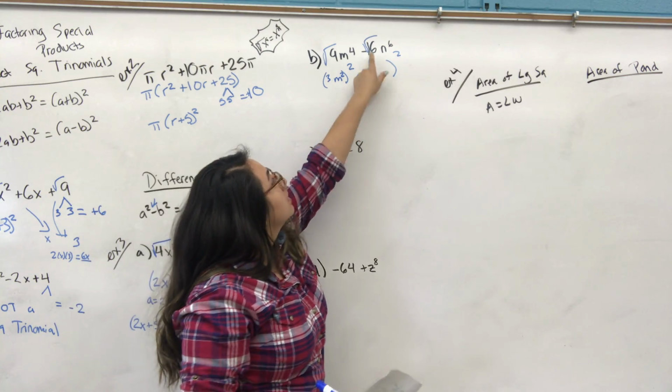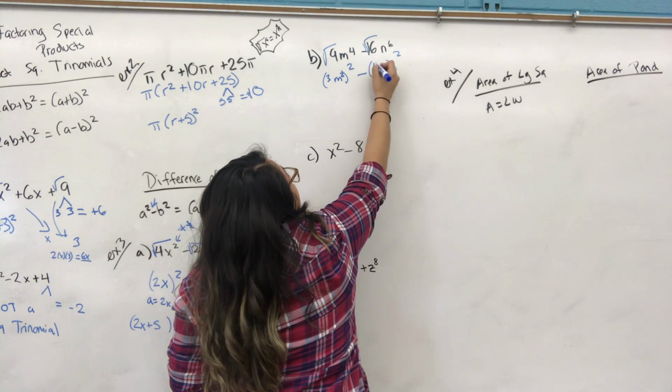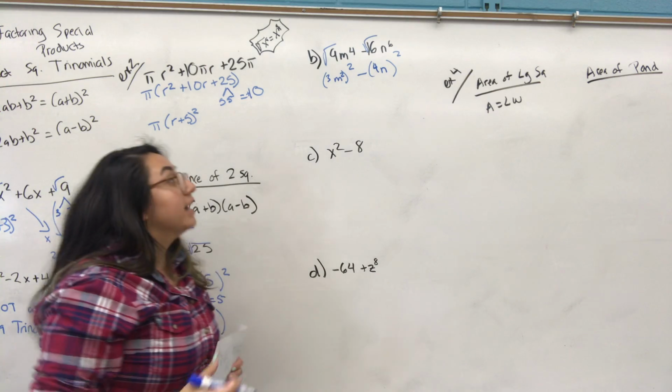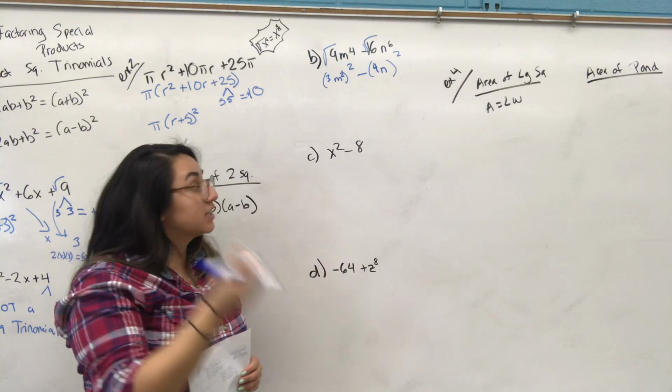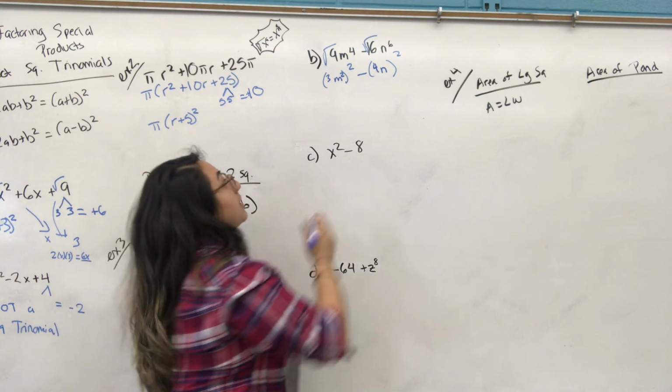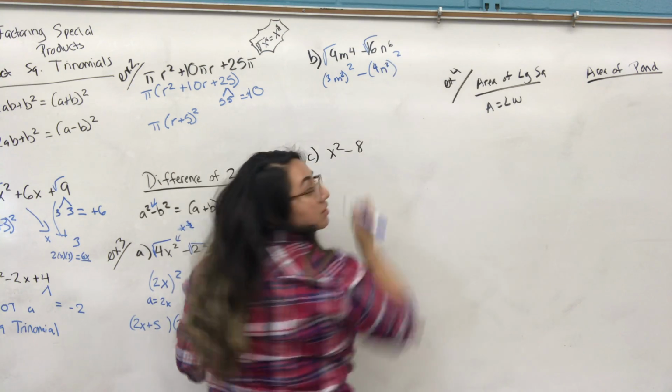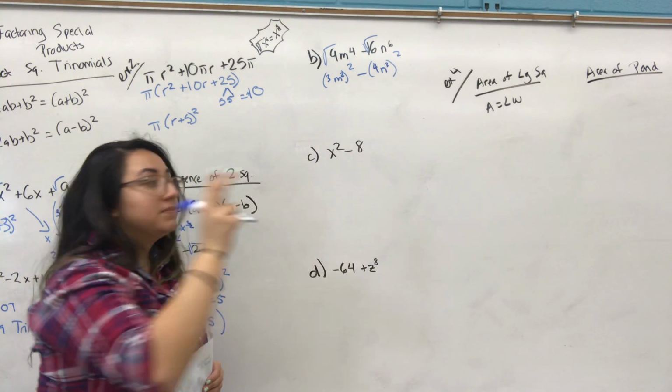Now let's move on to the next one. The square root of 16 is 4. And for your exponent, you divide. So 6, exponent, divided by the root. 6 divided by 2 gives you 3. And therefore you have your first term, you have your second term.